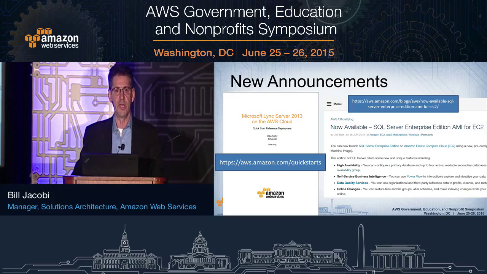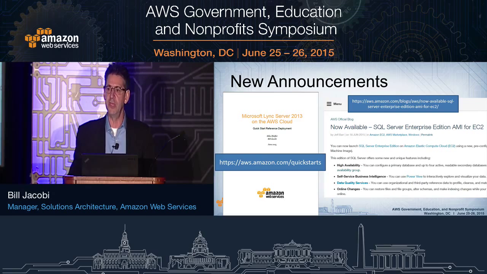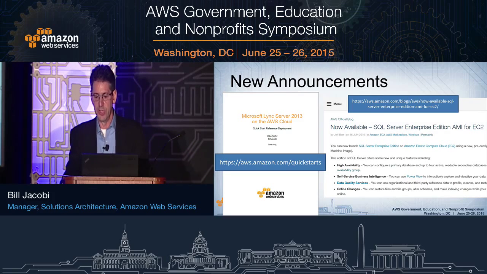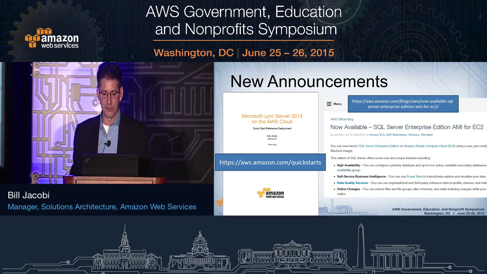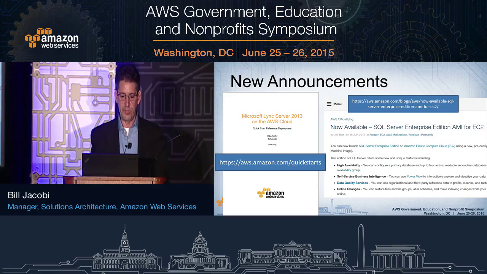Also, earlier this week, we announced that for the first time, we are providing a pay-as-you-go hourly license for SQL Server Enterprise Edition on Elastic Compute Cloud. And this is the Enterprise Edition that supports always-on availability groups. So I'll talk a bit about high availability, and about how always-on availability groups are a recommendation of ours. So, two recent interesting announcements.